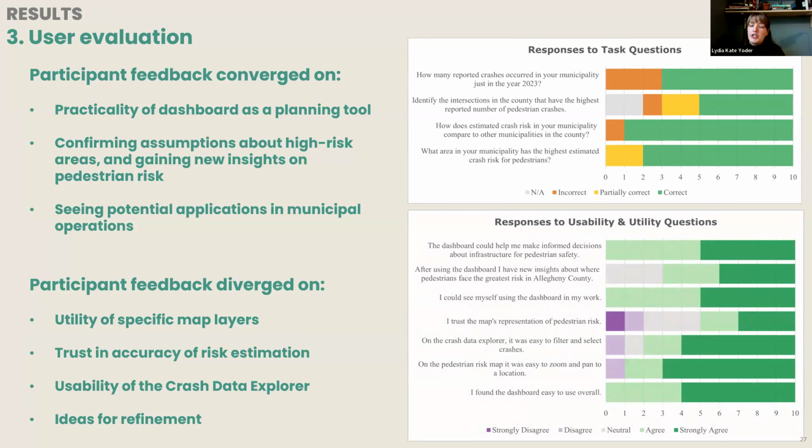The question with the most variation in responses was on whether the participants trusted the map's representation of pedestrian risk. Half of the respondents agreed or strongly agreed, 3 were neutral, 1 disagreed, and 1 strongly disagreed. Participant opinion varied somewhat on the ease of using the map functions like filtering, selecting, zooming, and panning.